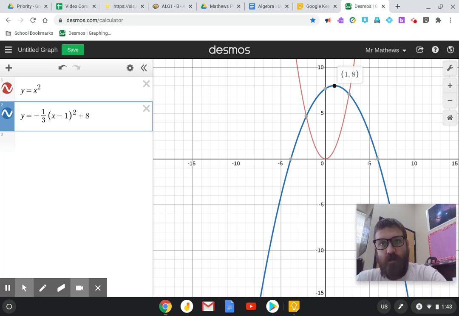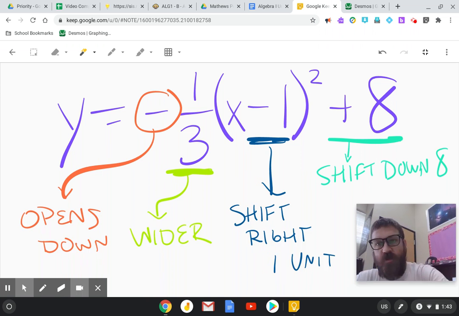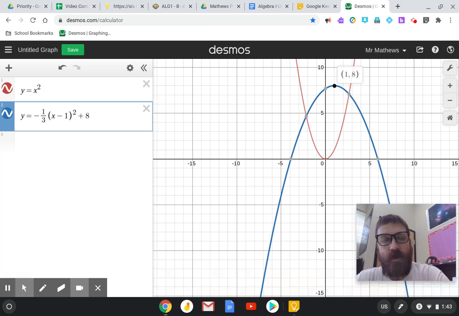Also, it's been shifted. Oh, and I really did mess that one up. You probably were wondering where I got that from. That should say up 8 because it's plus. Missed that completely. I make mistakes too. So it's been shifted up 8.